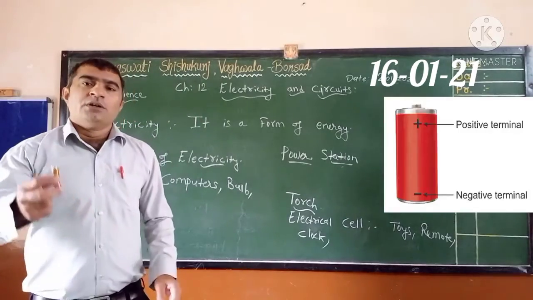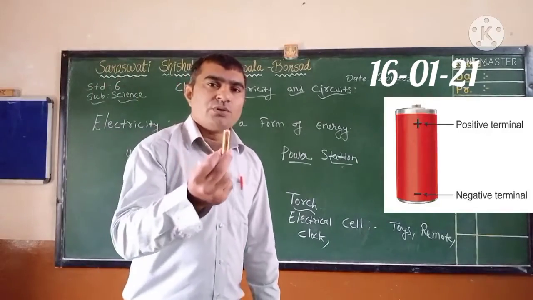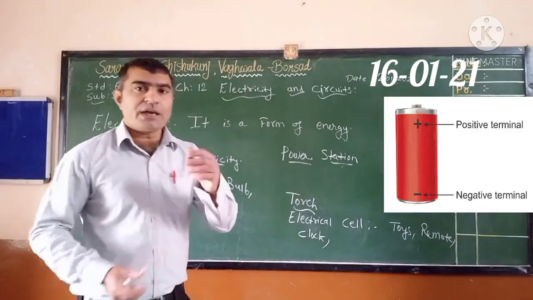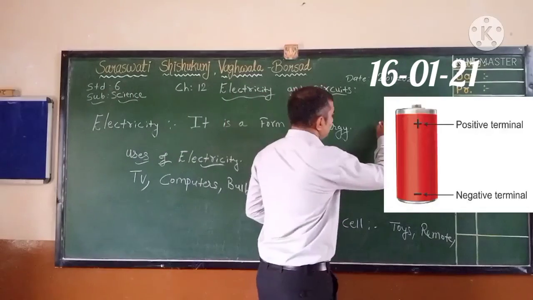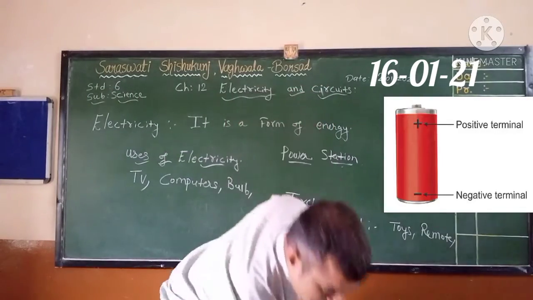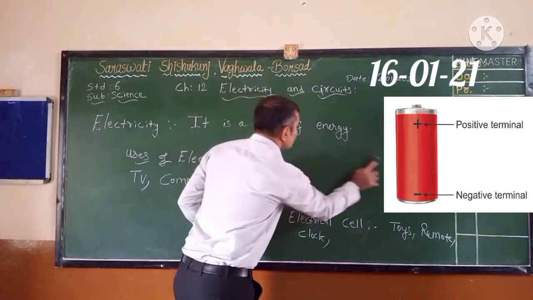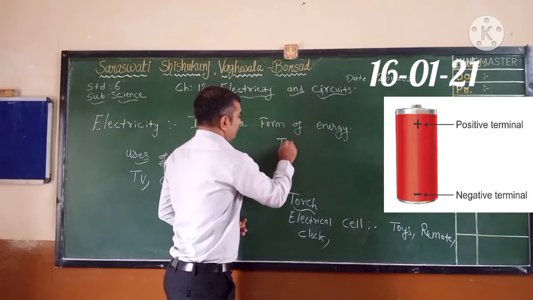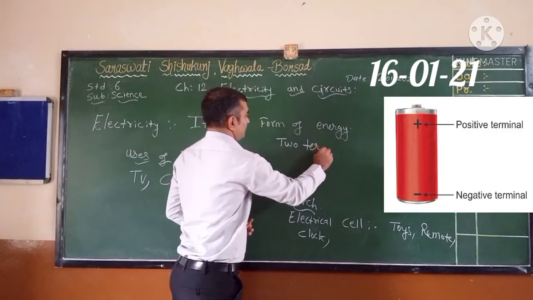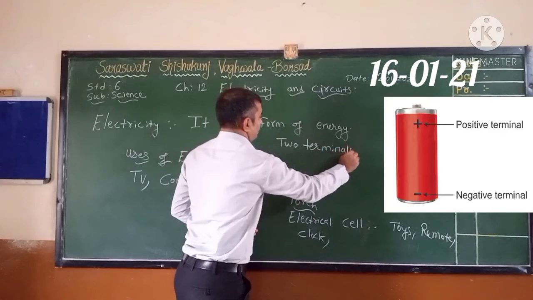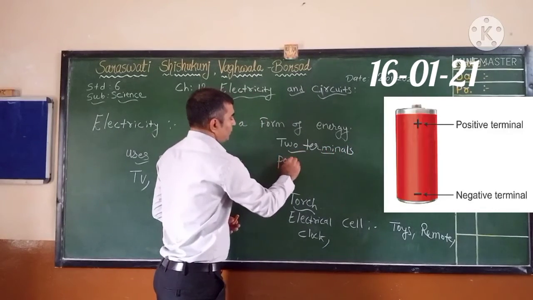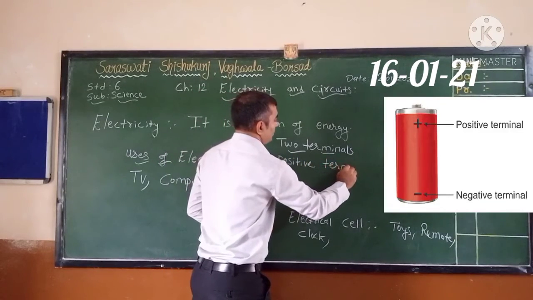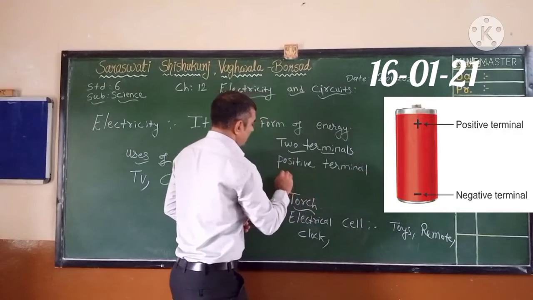So in the cell, chemical is stored. See, it has two terminals: positive terminal and negative terminal.